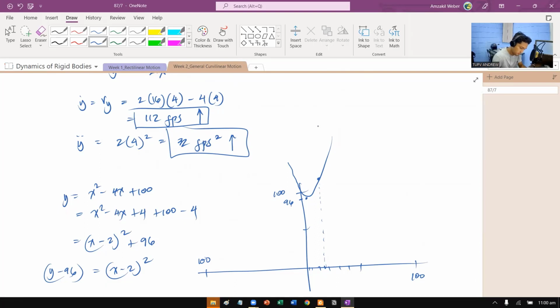And at this time, because we have velocity, Vx at that time is still 4, and Vy is 112. So the acceleration at that time is 32. That's why it goes up. It's supposed to be going up.